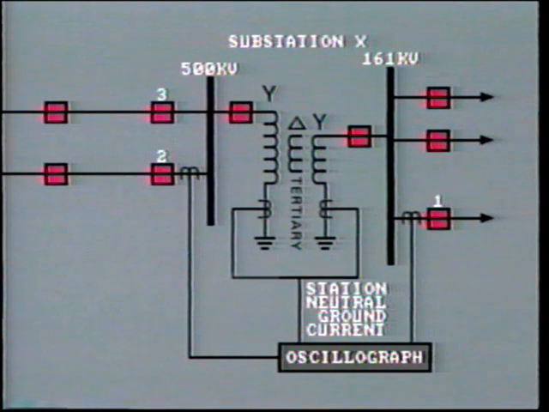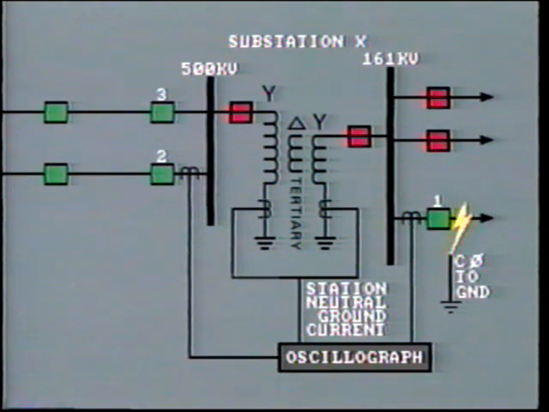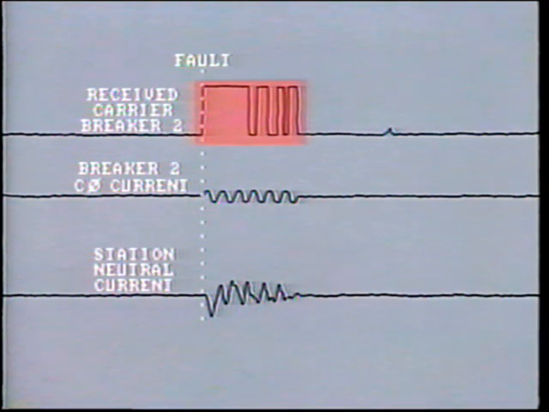Sure enough, a few months later, a similar fault occurred on the 161 kV system, but this time the 500 kV breakers tripped incorrectly before the 161 kV breaker could clear the fault. Here are traces of the carrier signal that was transmitted from breaker number 2 during the fault and the C-phase current seen by breaker 2. About 3 cycles into the fault, interruptions or holes begin to appear in the carrier signal. The holes are due to the extreme distortion in the station neutral current, that is, the reference current.